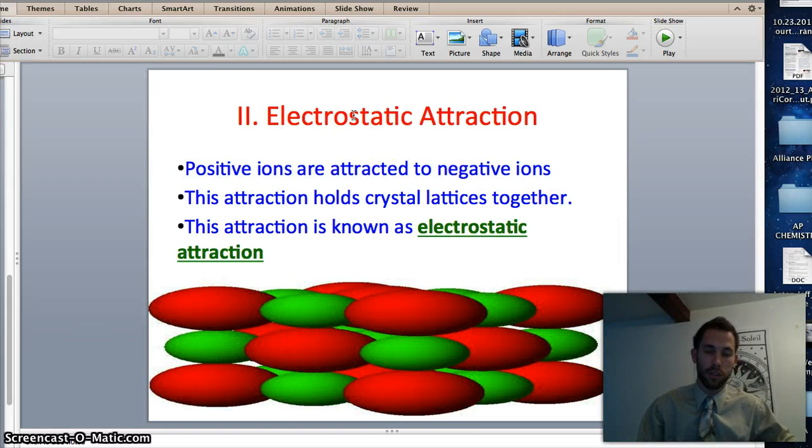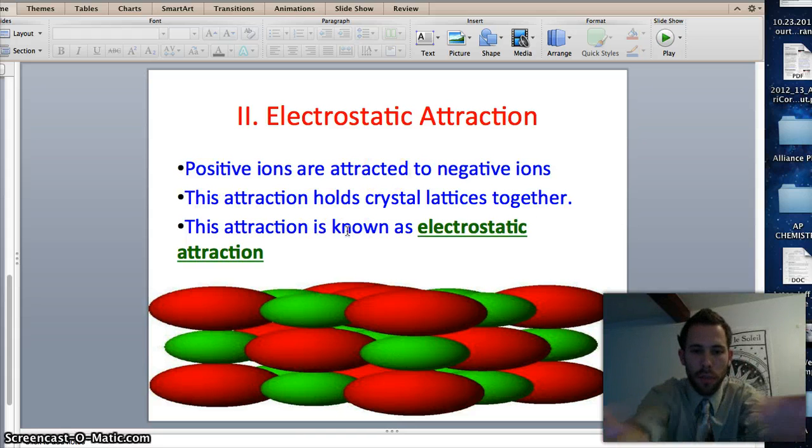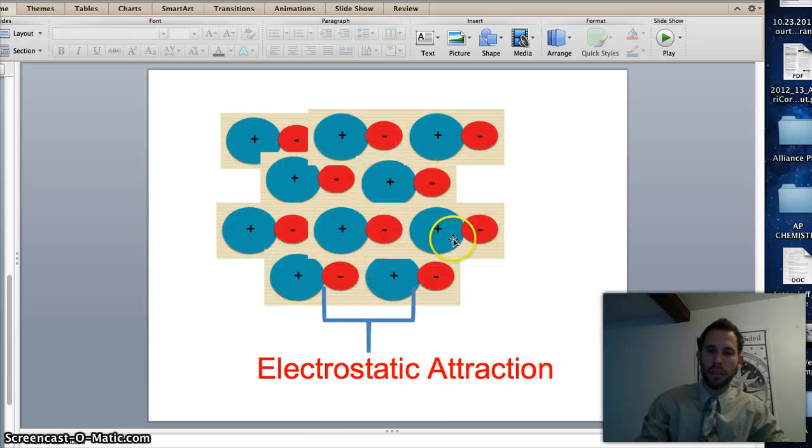They form because of what's known as electrostatic attraction. And electrostatic attraction is when positive ions are attracted to negative ions. And this attraction between the positives and negatives holds the lattice together. So they all stay close to each other because all the positives are attracted to all the negatives. So it ends up looking something like this.